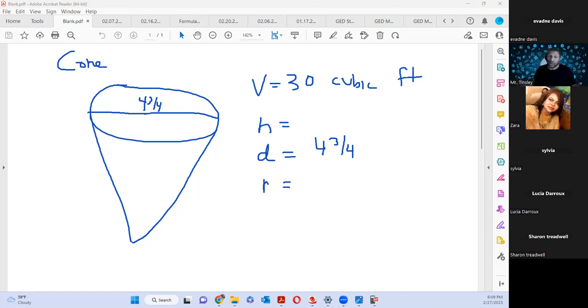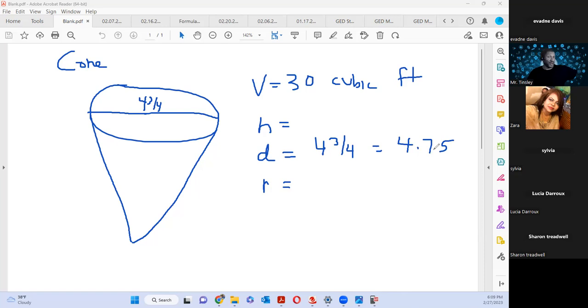We can use our calculator, am I correct? Yep. So what is 4 3/4 as a decimal? 2.375. No, not the radius. Not yet. You did get that right. But what's the diameter as a decimal? It's 4.75.